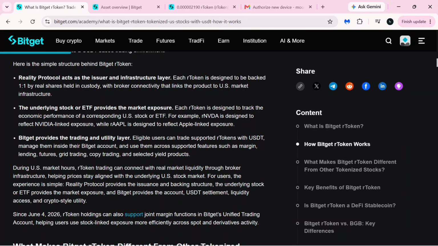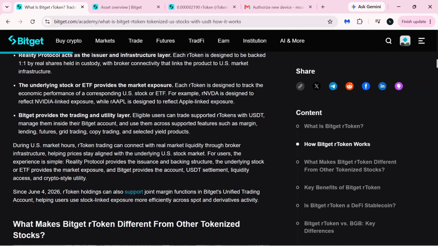So what that means in layman's terms is that when you go on the Bitget platform, which you will here shortly, to trade in R token, you'll have the opportunity to buy that token with USDT, and that would act as a price exposure equivalent to the actual stock itself, right? So let's say that stock is NVIDIA. So it'd be R NVIDIA. So in a sense, it would track the exact price, and they have linkages to the underlying stock itself, right? And that's basically how that works in a nutshell.